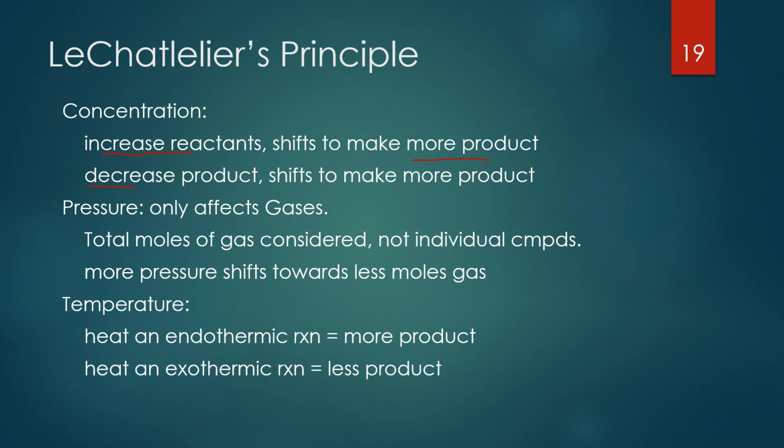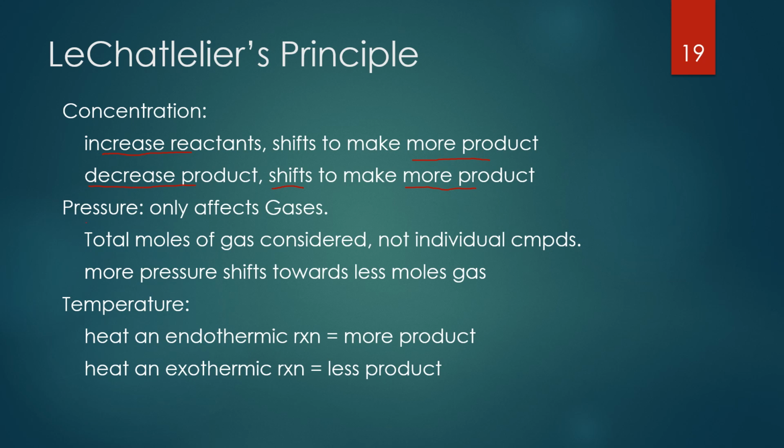Likewise, if I decrease product, so now I'm on the product side, removing product as it's formed, I'm taking away something from the product side. So what's going to happen is that equilibrium is going to shift once again towards products because it's trying to replace what was taken.